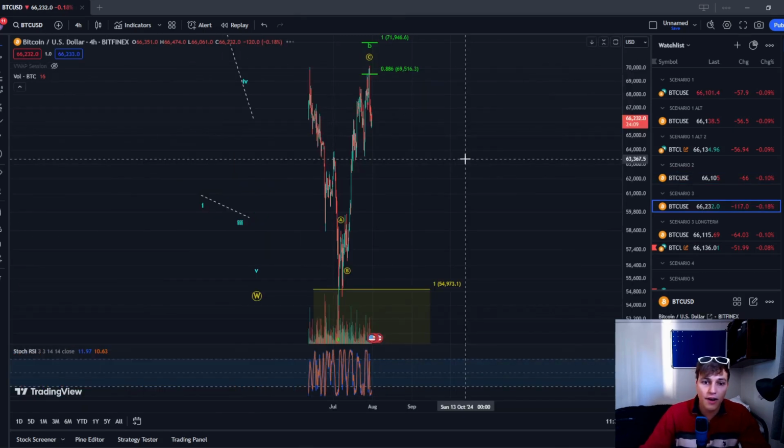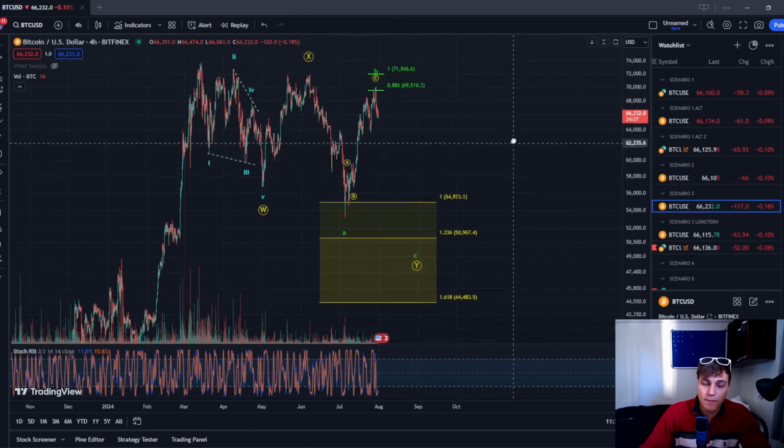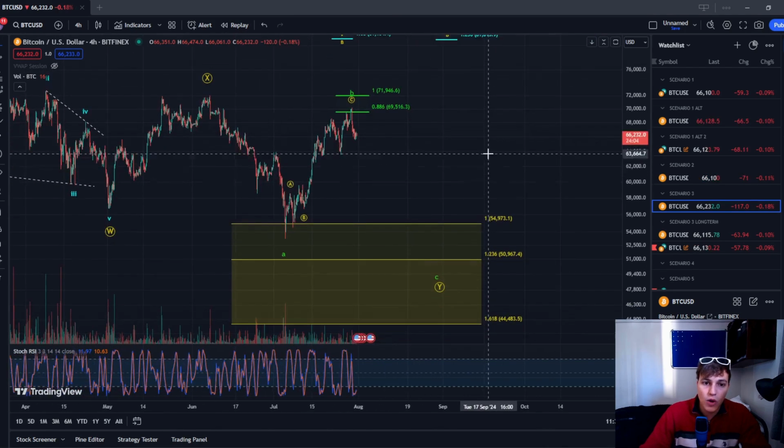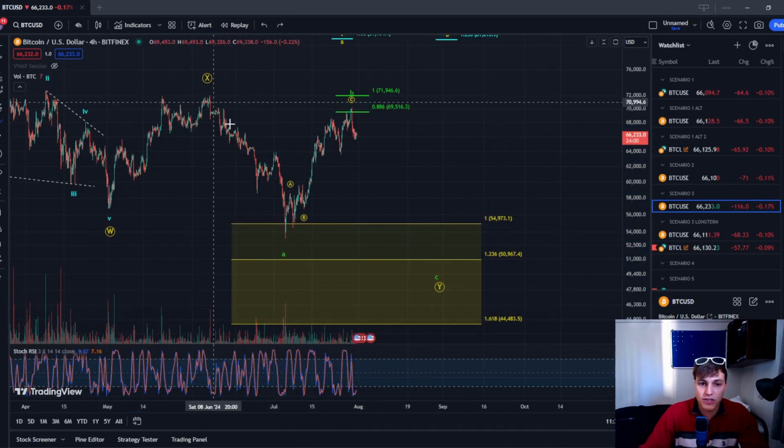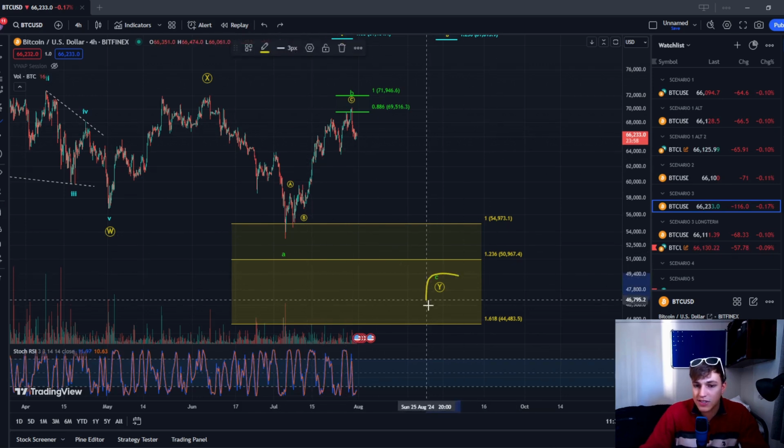Now, on the next bearish scenario here, we have another unfinished WXY, and in this WXY, the Y wave is still to come.